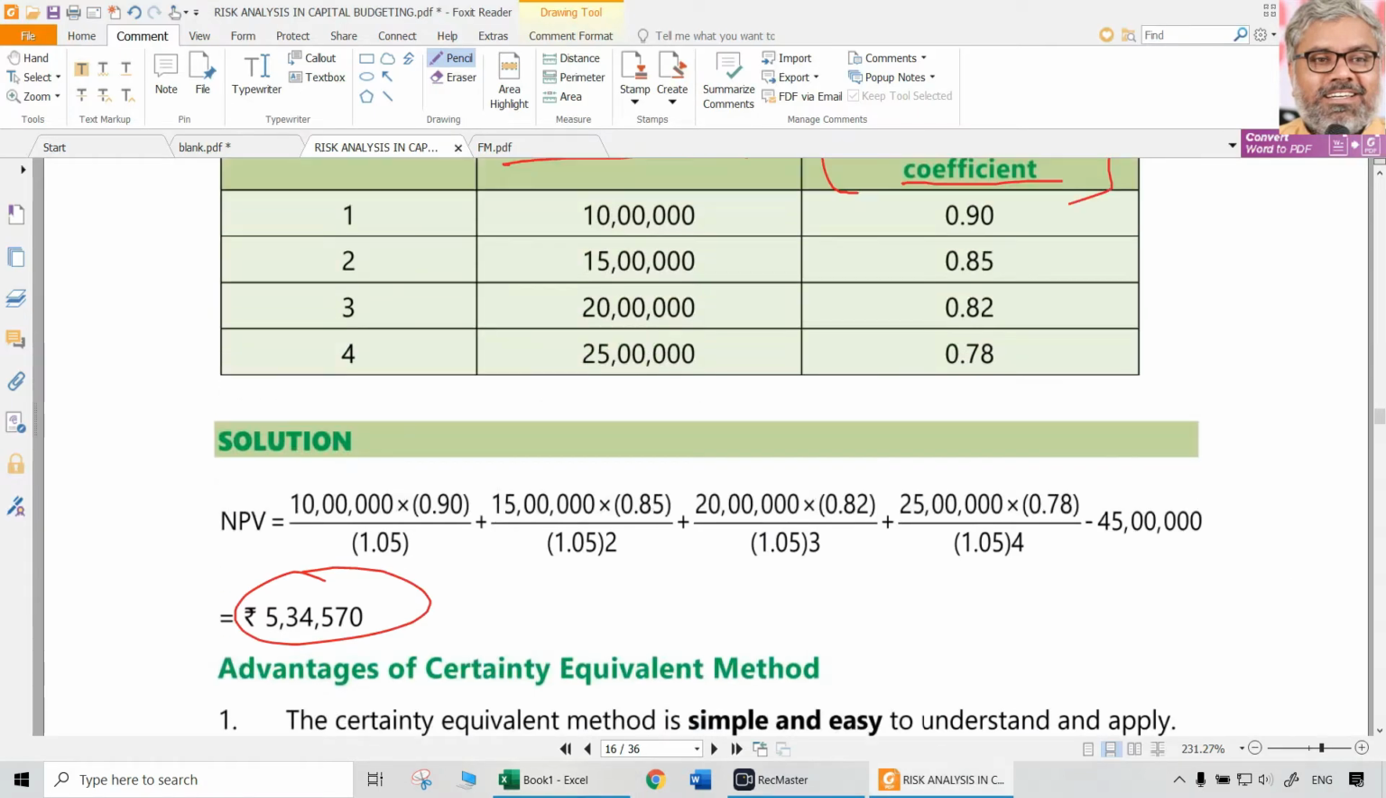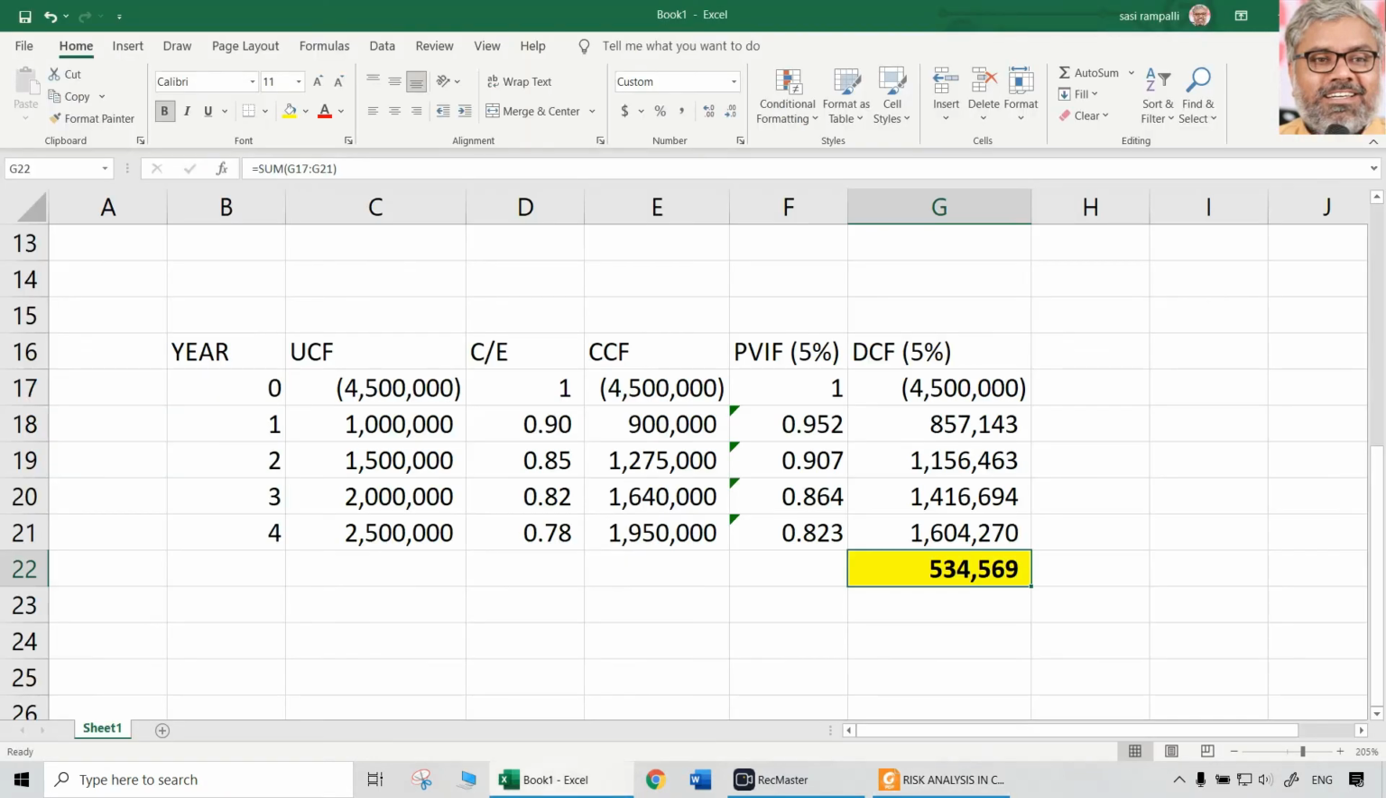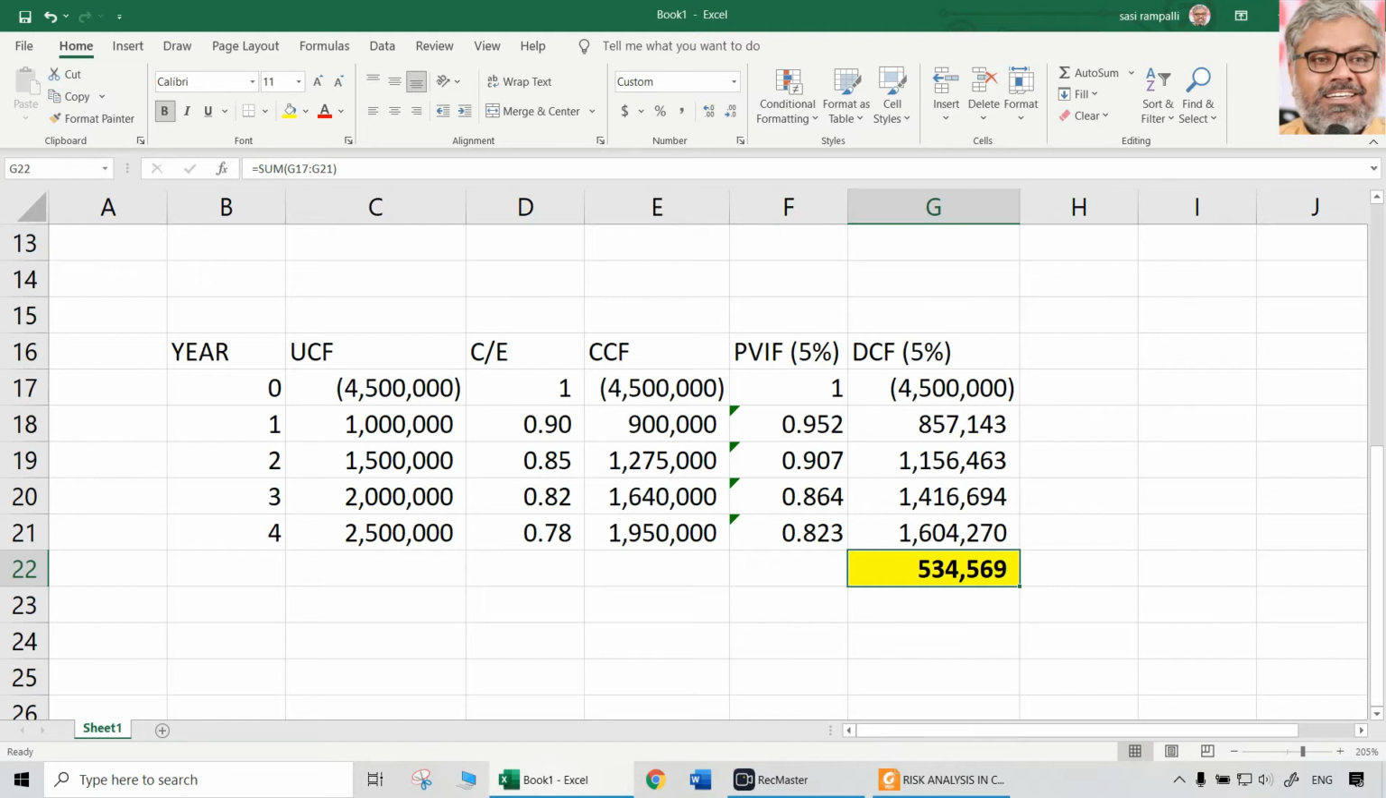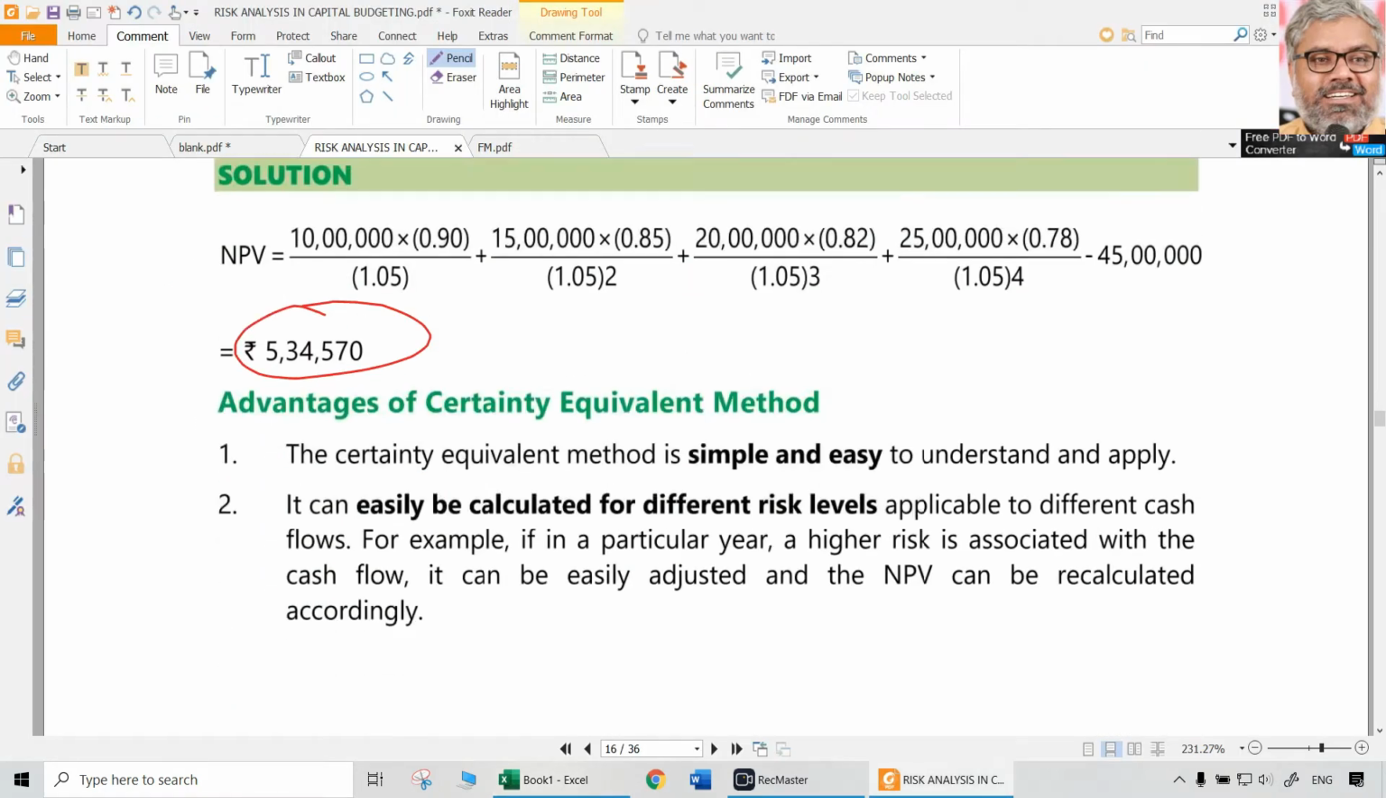Then that should be multiplied with our PVIFs as we already do. But which PVIF has to be taken, which discount rate has to be taken? Risk-free rate has to be taken. So in this case 5% is the risk-free rate, so we have taken that. That's all. That is the certainty equivalent approach.